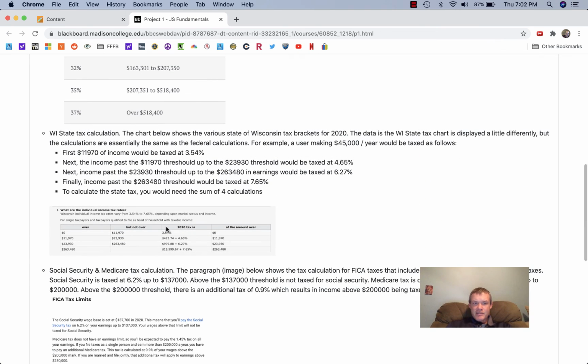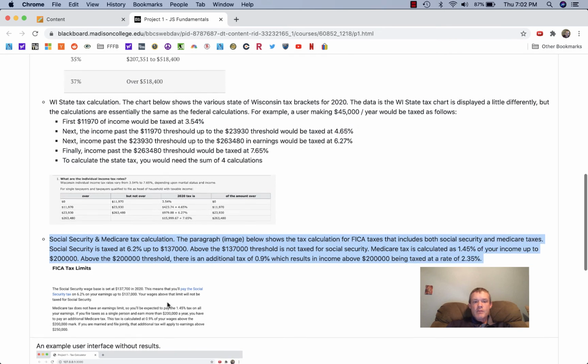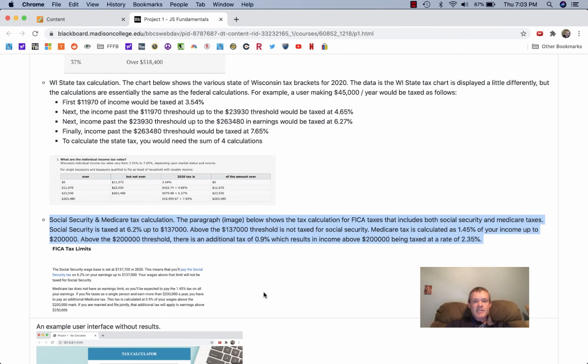The state tax is essentially the same thing. And then lastly, we get into details about how Social Security and Medicare taxes are calculated. They're what's known as FICA taxes. Both of those are considered FICA taxes, and the details explain how we actually calculate those.